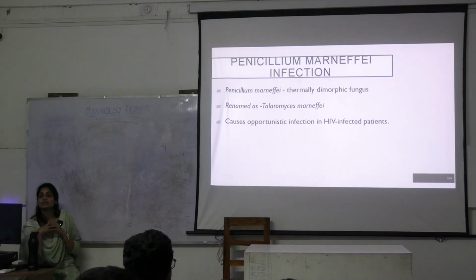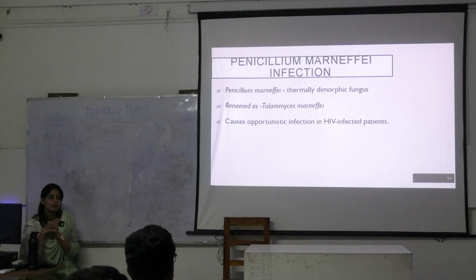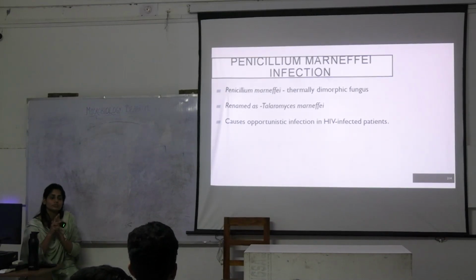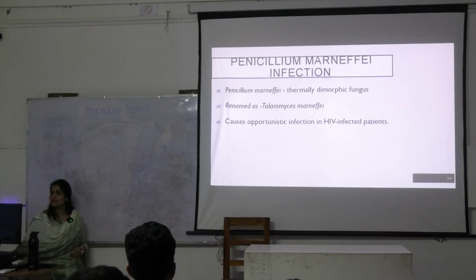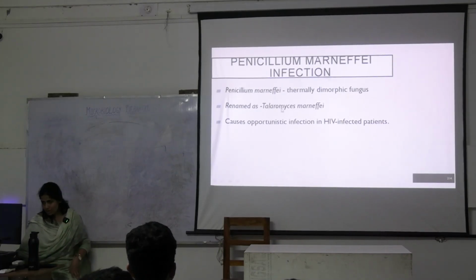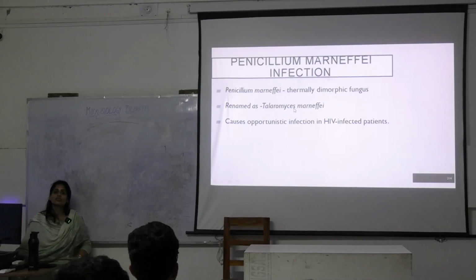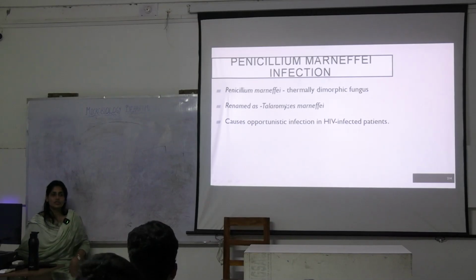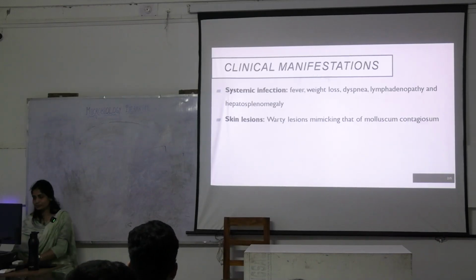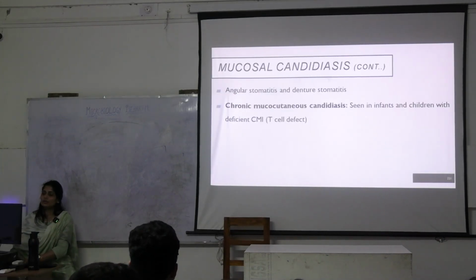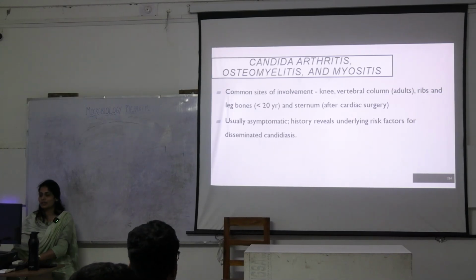What are dimorphic fungi? Any one example of dimorphic fungus? Here it is given Penicillium marneffei. Now it is renamed as Talaromyces marneffei. What is a dimorphic fungus? Occurs in 2 forms. At 37 it will occur in which form? Yeast form. At room temperature it will occur in mold form. Okay. That was about opportunistic infections.